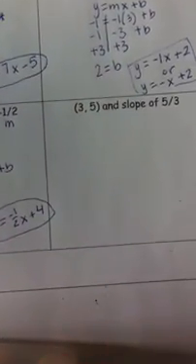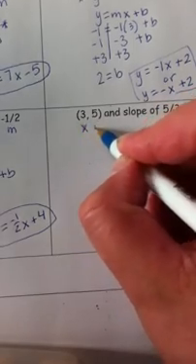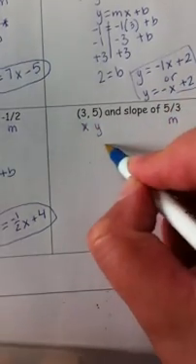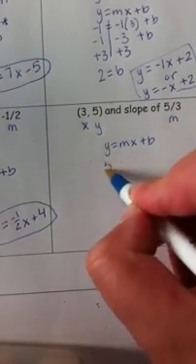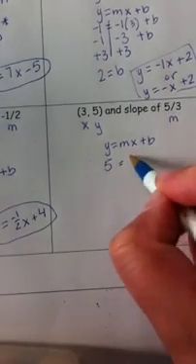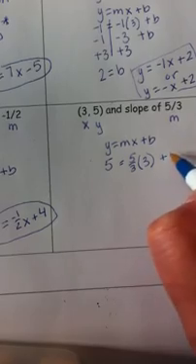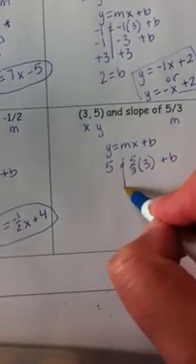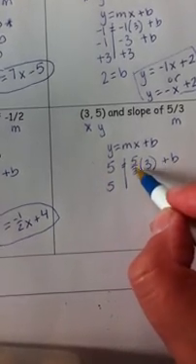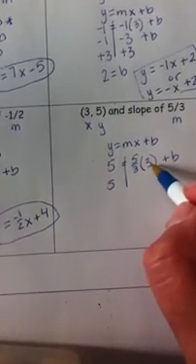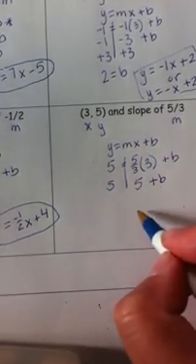Last one. Again, we have x, we have y, and we have m. So y equals mx plus b. Y it says is 5, m is 5/3, x is 3, and b is what we are solving for. Line down the equal sign. We have 5, and again 5 divided by 3 times 3, that's what you're typing in. So this equals 5 plus b.